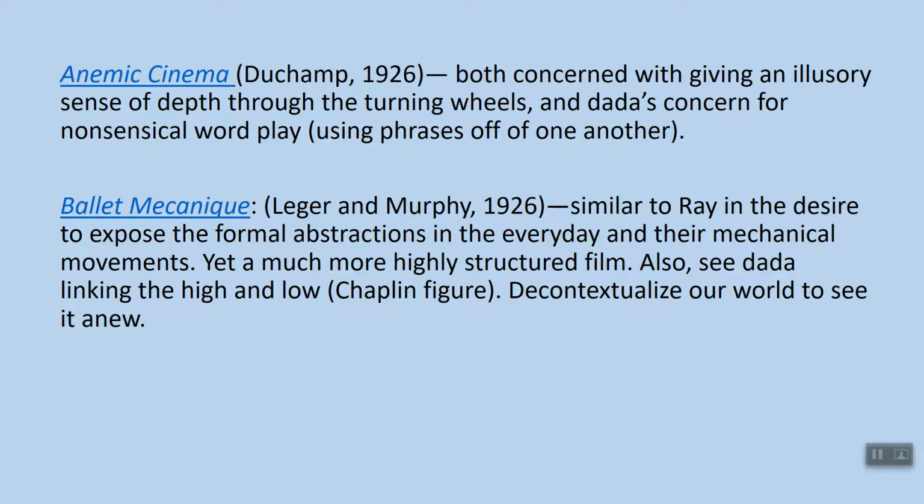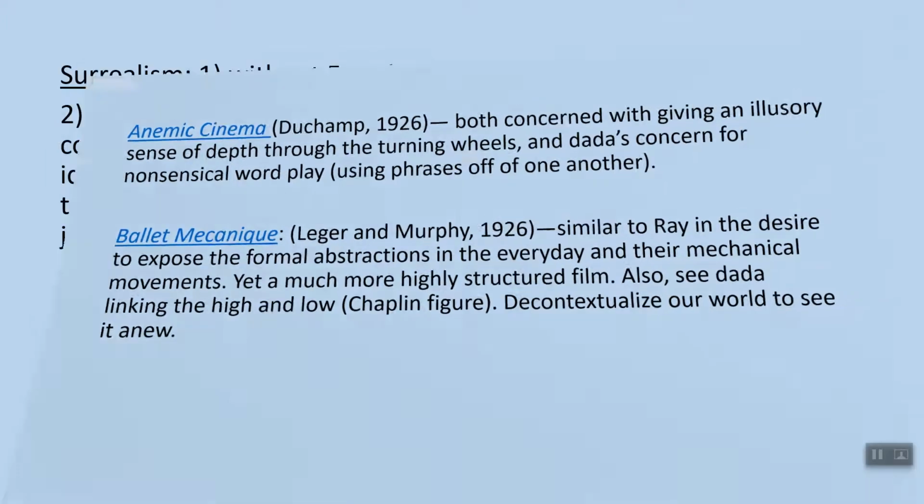We're in a pandemic. Ballet Mécanique is the most famous of all these films, perhaps the most well-known. And again, similar to Ray's piece, it's showing formal abstraction in the everyday and the mechanical movements. It's a very highly structured film, though it might not seem that way at first. It has sort of Dadaist links here between the high and the low. Charlie Chaplin. It's trying to decontextualize the world in order to see it anew.